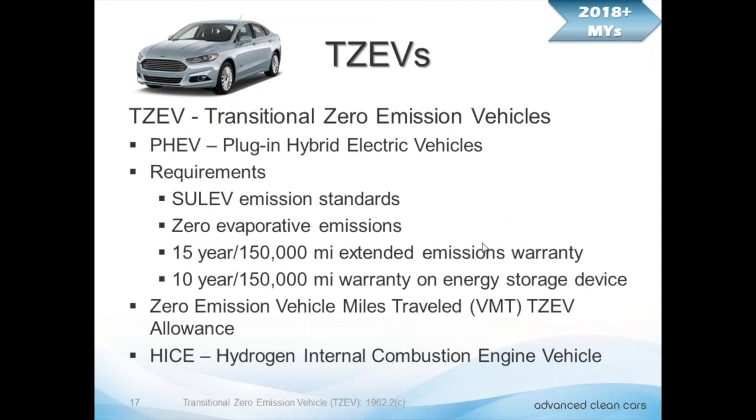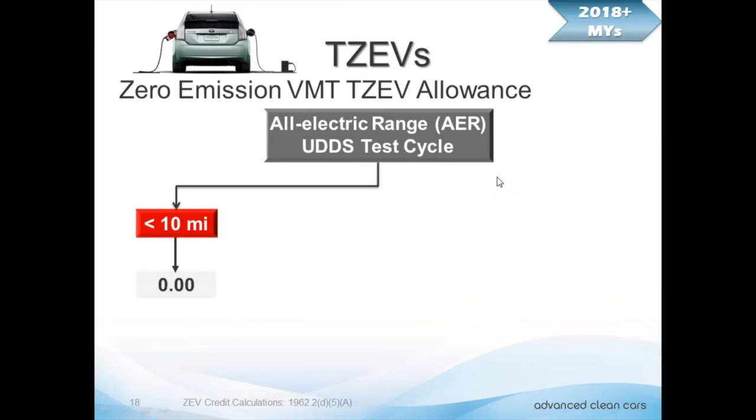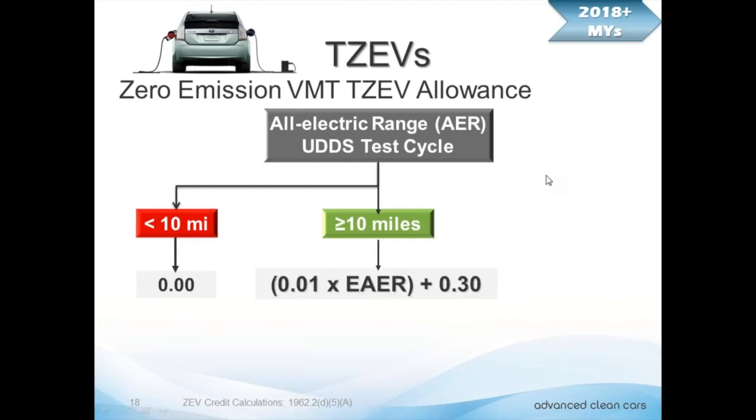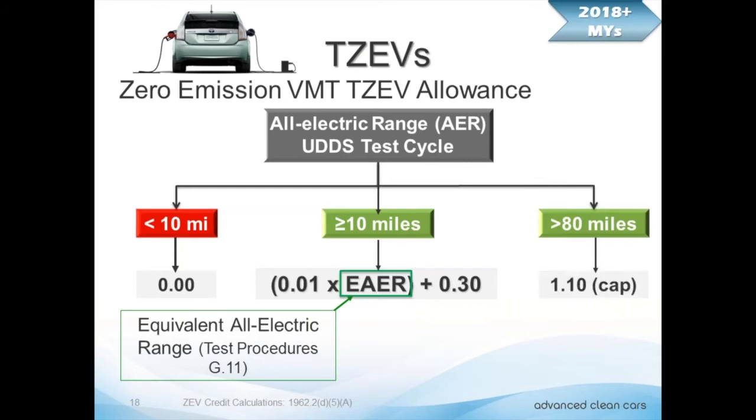Just as with the calculation of credits for pure ZEVs, we first apply a range criteria based on the vehicle's AER to determine eligibility for the zero emission VMT TZEV allowance. Vehicles with an AER less than 10 miles do not qualify to earn credits. For vehicles with an AER greater than 10 miles, the per vehicle credit value is determined by this equation. Unlike the calculation for credits for pure ZEVs, which uses the AER for this credit calculation, TZEVs use the equivalent all-electric range, or EAER, which is determined by the urban equivalent all-electric range test, outlined in section G11 of the exhaust emission test procedures. Finally, vehicles with an AER greater than 80 miles earn 1.1 credits.